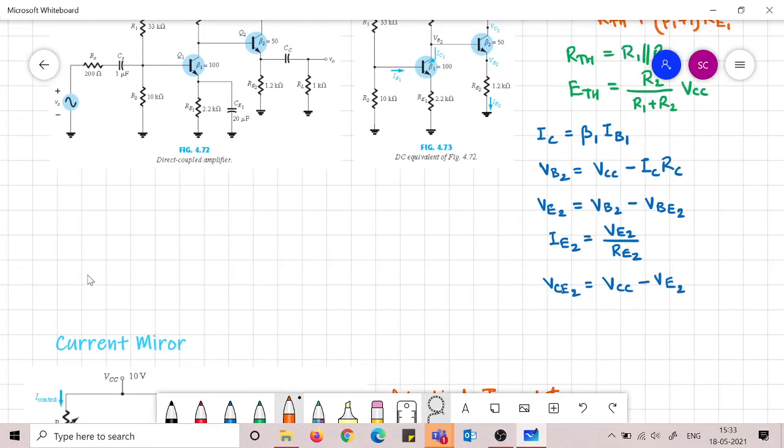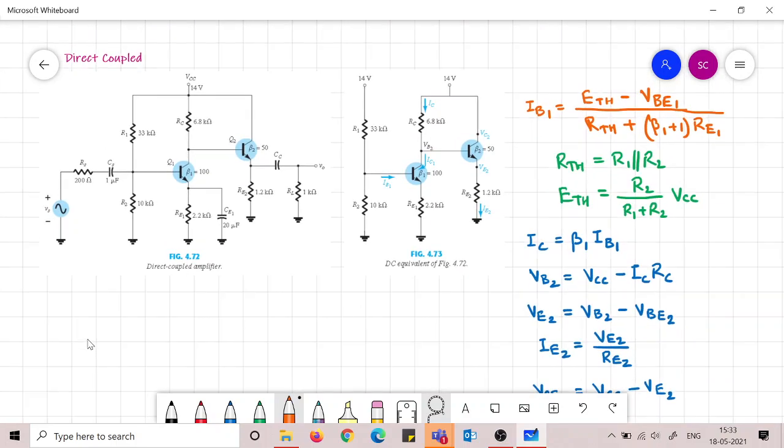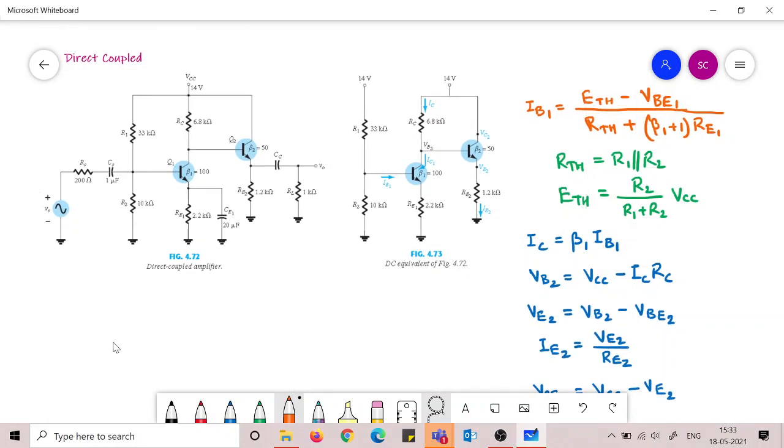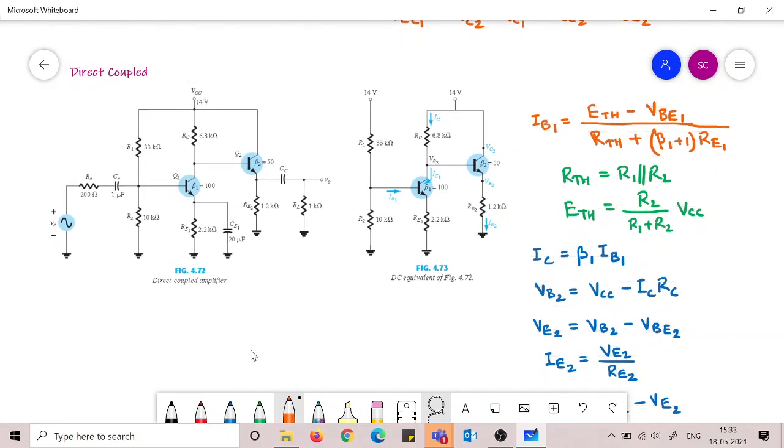I think this is the last one for the multiple BJT configurations: direct coupled. In direct coupled, the first stage is a voltage divider network which is connected to a second transistor directly. It is not connected through any RC coupling or anything. It is direct coupling. That is why it is called direct coupled. So you see the equivalent network.